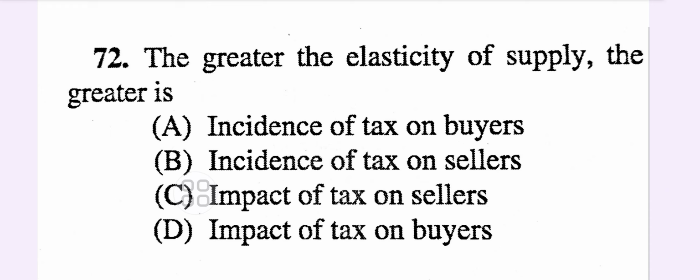So what is elastic supply? If supply is more elastic, then sellers can adjust production easily and shift the tax burden to the buyer. Sellers are less willing to bear the tax since they have alternatives. And inelastic supply means sellers have less flexibility. So here the question is, the greater the elasticity of supply, the greater is what? Which means buyers bear a larger share of the tax burden because sellers shift most of the tax to the buyer. So the answer will be incidence of tax on buyer. So the greater the elasticity of supply, the greater is this one.